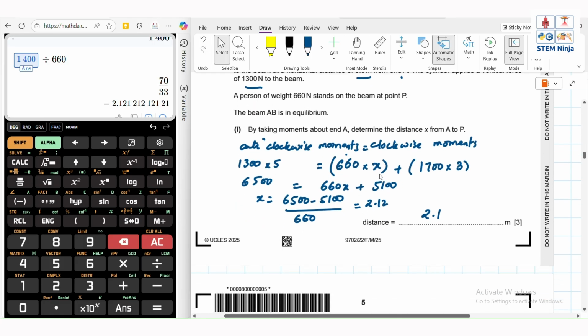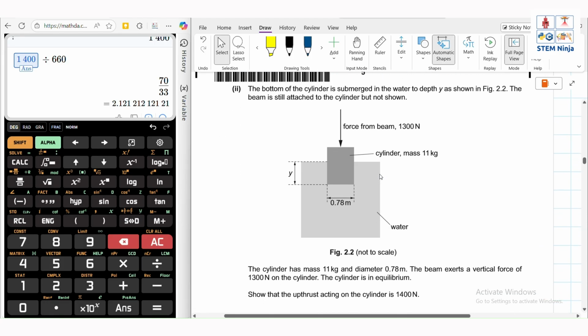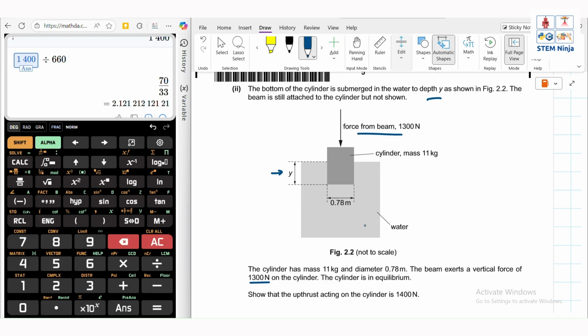Now moving forward, the bottom of the cylinder is submerged in the water to a depth y as shown. This is y. The beam is still attached to the cylinder but not shown. The cylinder has mass 11 kg and diameter 0.78 meters. The beam exerts a vertical force of 1300 Newton on the cylinder. This is shown over here. The cylinder is in equilibrium, that means the forces are balanced. Show that the upthrust acting on the cylinder is 1400 newtons.